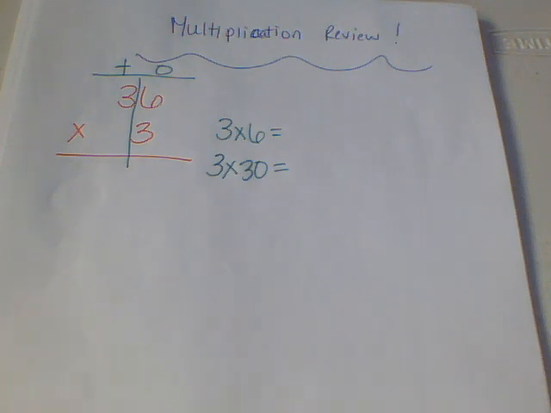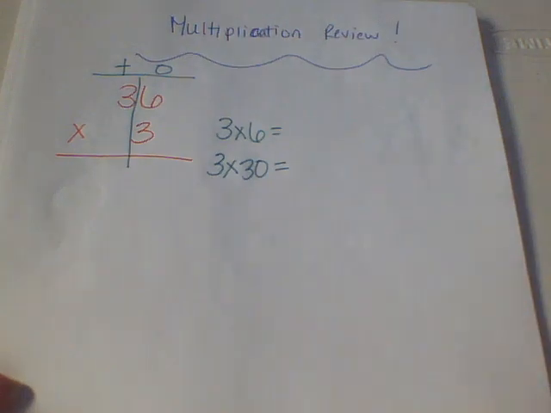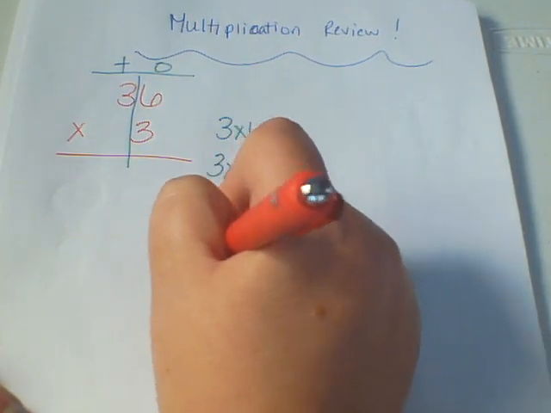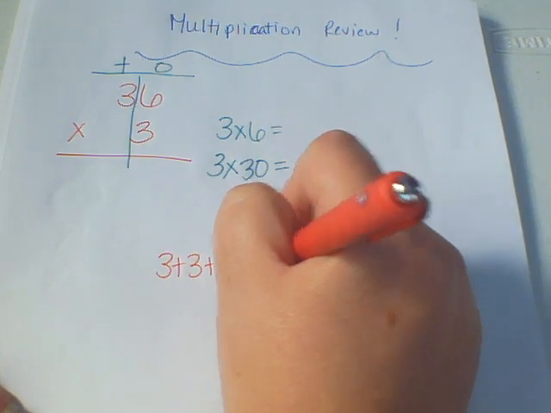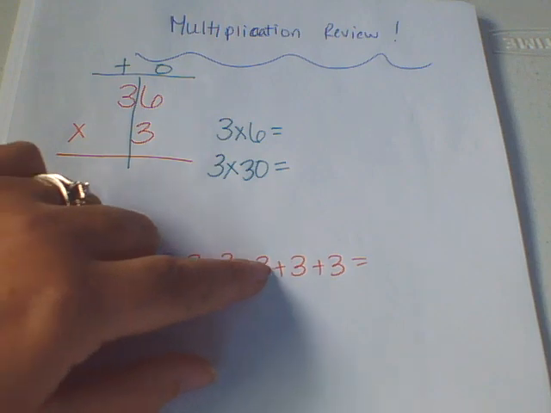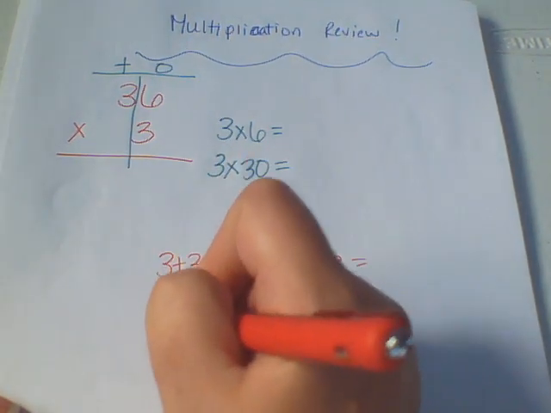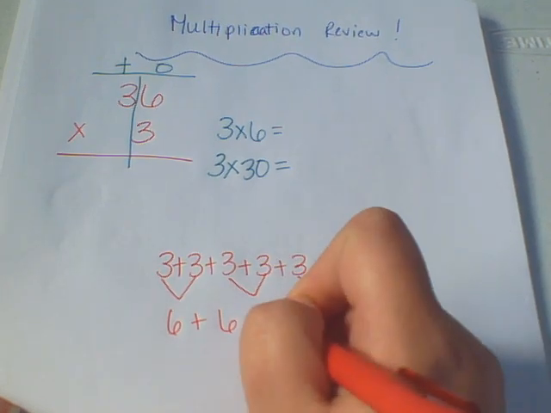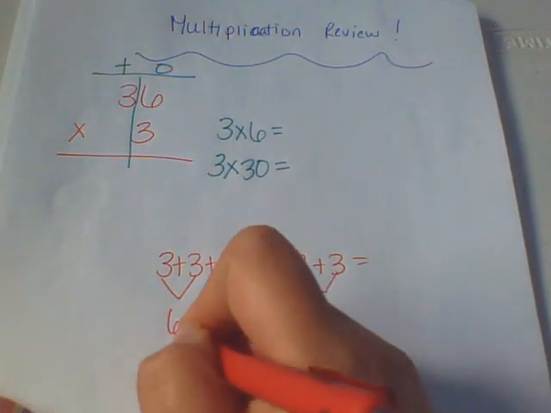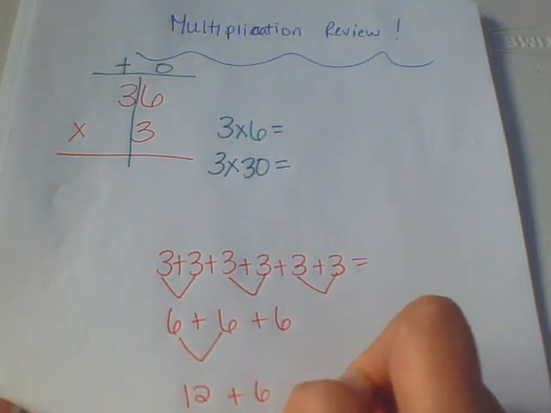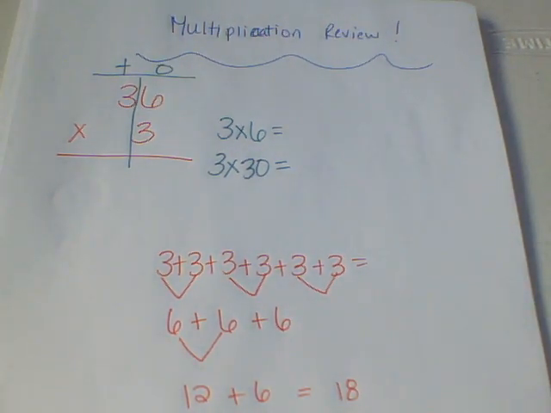Now let's say that I don't know what 3 times 6 is. I struggle with that. Well, I can add 3, 6 times. 1, 2, 3, 4, 5, 6. 3 plus 3 is 6. 3 plus 3 is 6. 3 plus 3 is 6. 6 plus 6 is 12. Plus 6 is 18. So I can get it that way.